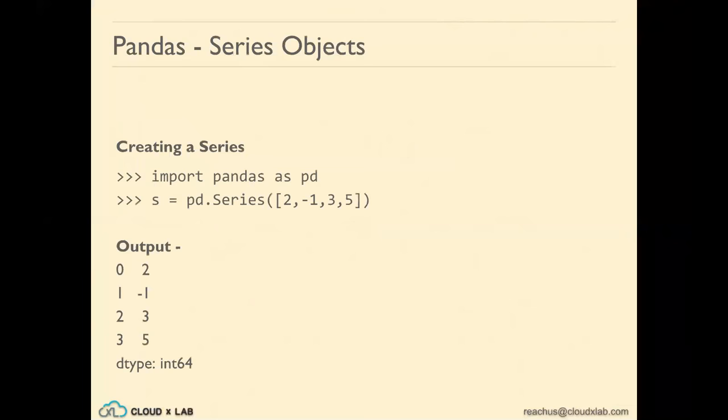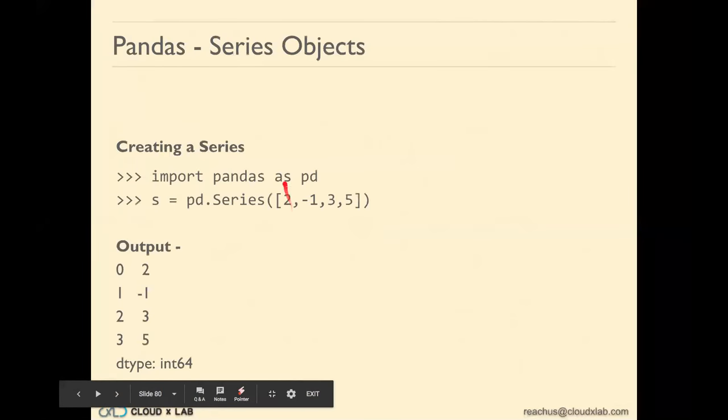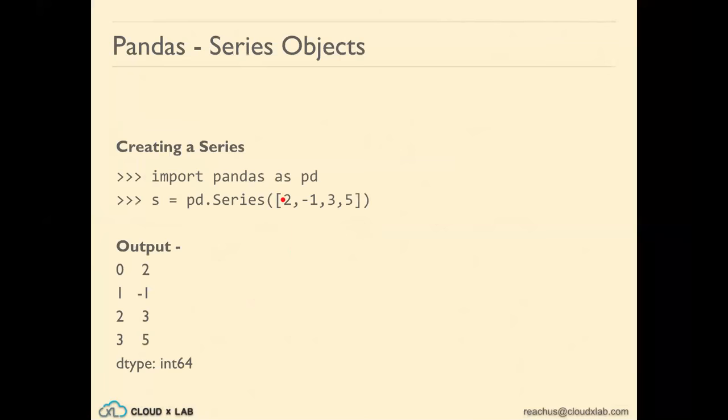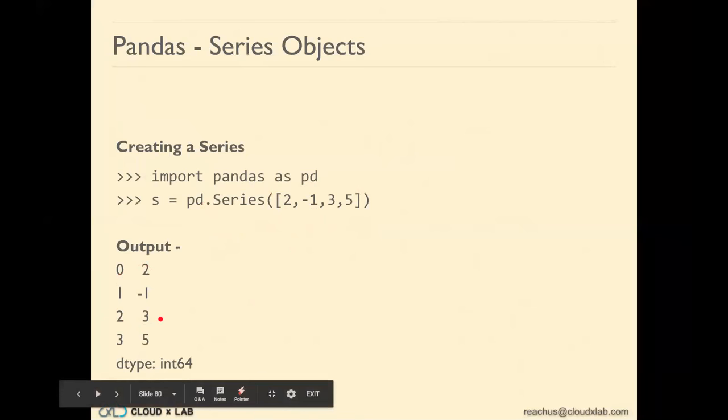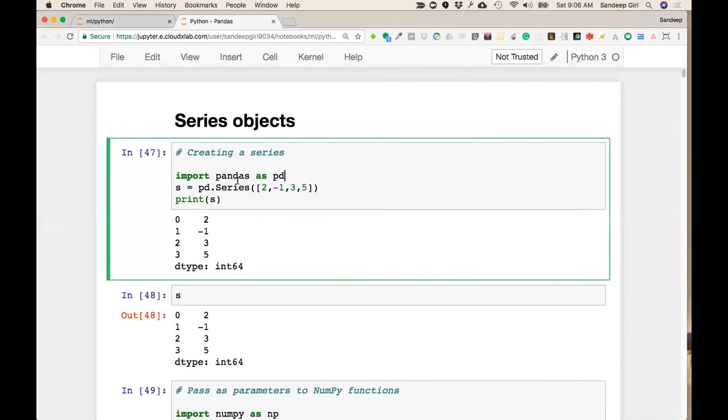Series object is very similar to an array. The only difference is that every record has a name. Every row has a name. Okay, so here we're creating a series object from a Python list, and this is what we get. Okay, let me just pick up this. So the easiest one is creating a series object. So we import pandas as pd.